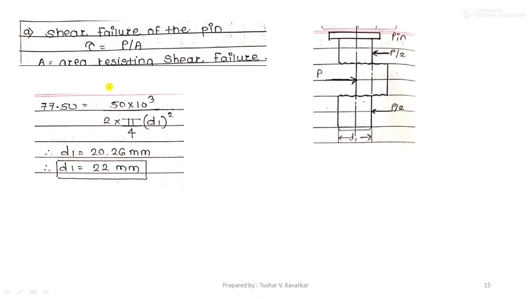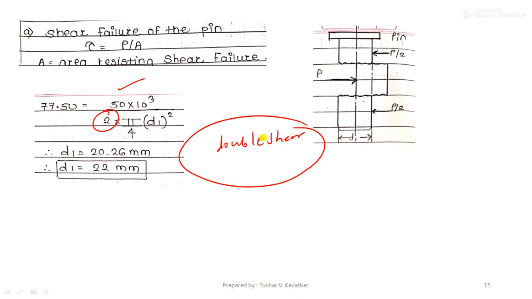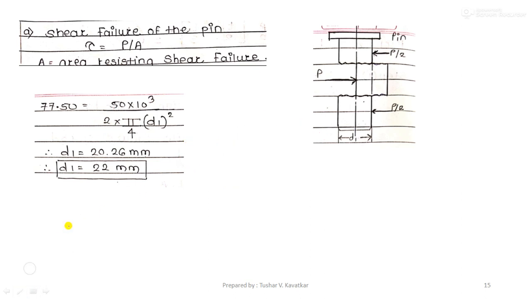So from this, P is 15 into 10 to the power 3 newton, equal to tau allowable into area. Now why have I taken a 2? Because it's a double shear, which means there are two areas resisting the shear, so take it as double shear. So 2 into pi by 4 d1 square. From this I am getting 22. As I said, you can also go for 21, but normally I try to take an even figure. It will be helpful for the calculations, not any theoretical logic behind it. So d1 is equal to 22 mm.